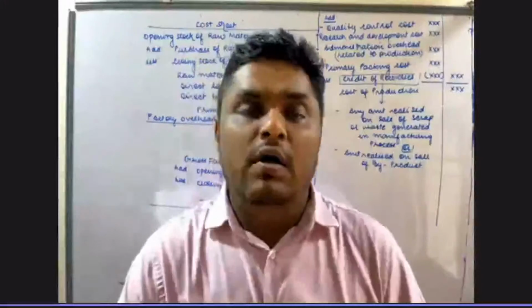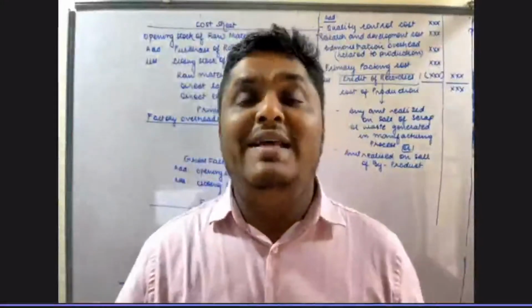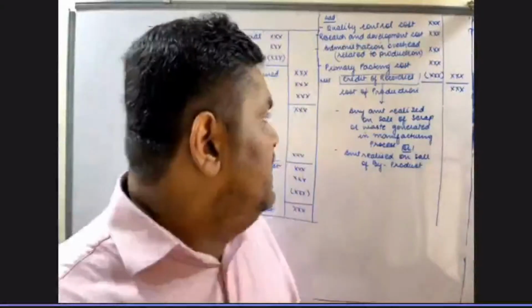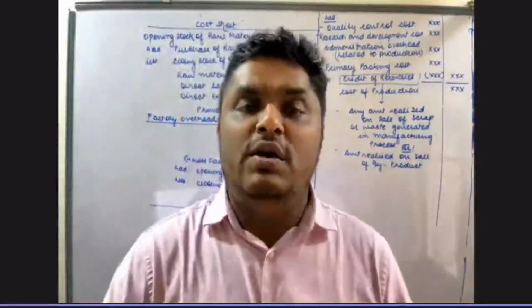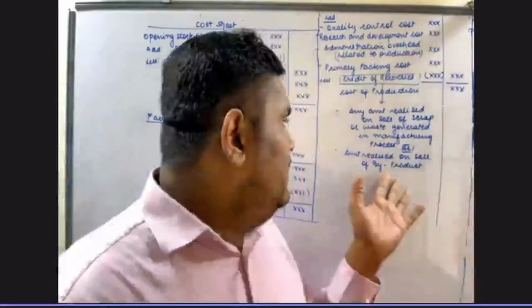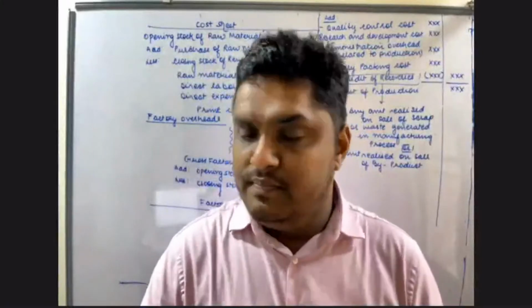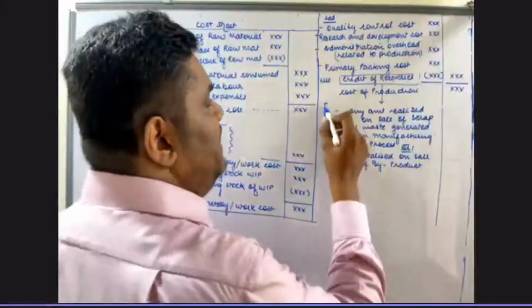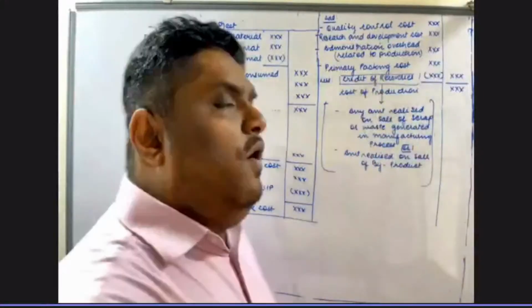Wherein when talking about the credit for recoveries, any amount realized on sale of scrap that is generated during the manufacturing process will be reduced from the cost to calculate the cost of production, or we can say any amount realized on sale of byproduct. Again, that will be reduced from the cost to calculate the cost of production. I request you guys to please copy this statement, that is the meaning of credit for recoveries.